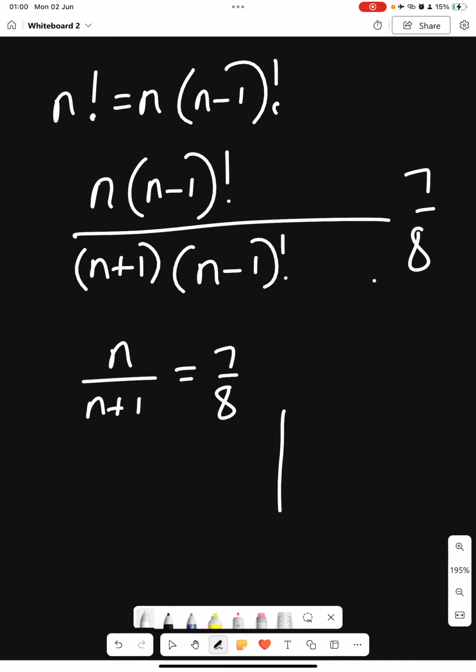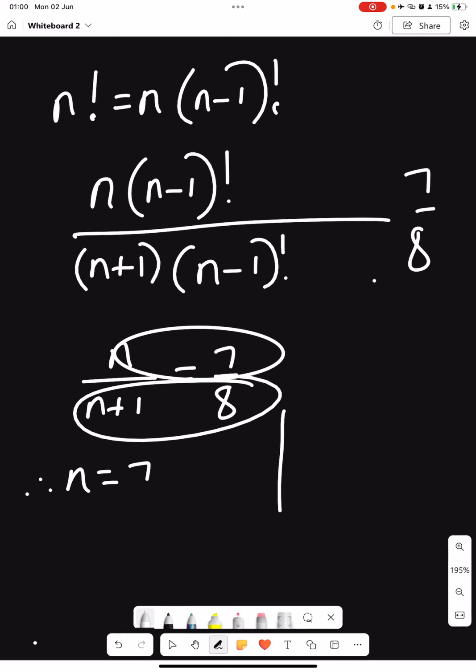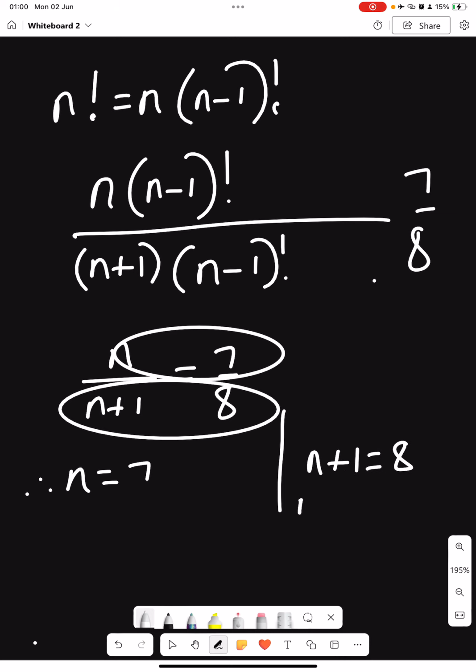And then we can cross multiply. Or in simple terms, we can see that n equals 7. Therefore, n equals 7. Or even if you took the denominator, you can say n plus 1 equals 8, making n to be 7 still. So the value of n is 7, ladies and gentlemen.